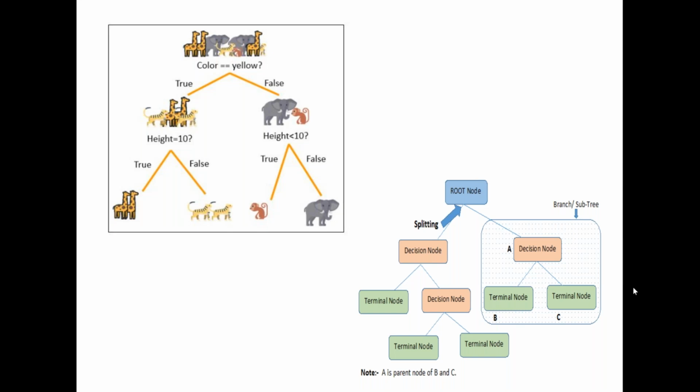The most important terminologies used are entropy, information gain, and Gini index. Entropy is the measure of uncertainty or randomness in the data set. Entropy handles how the decision tree splits the data. Information gain measures the decrease in entropy after the data set is split.